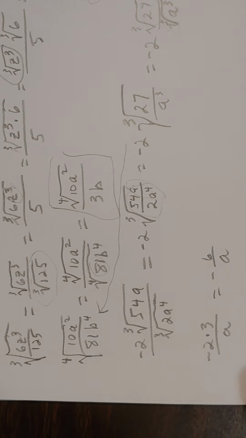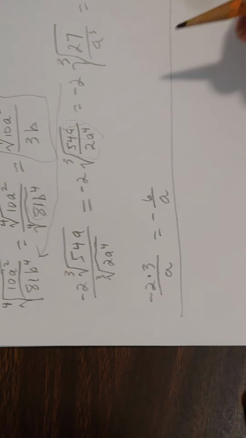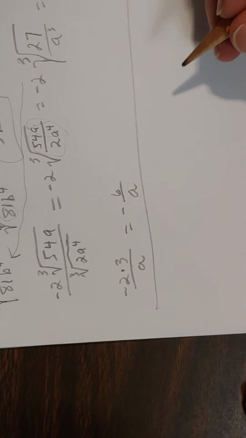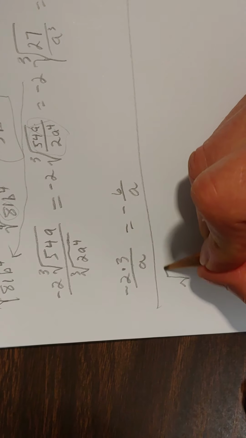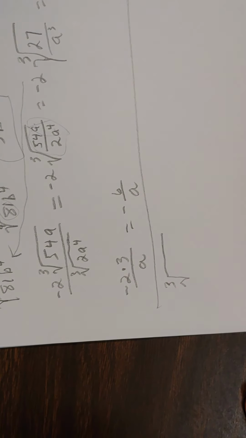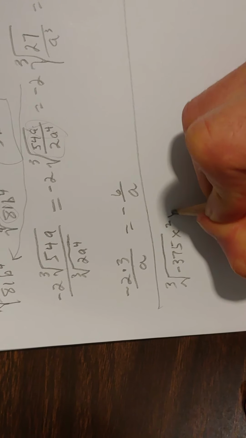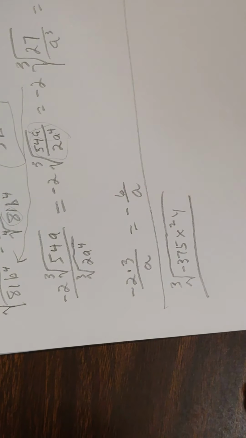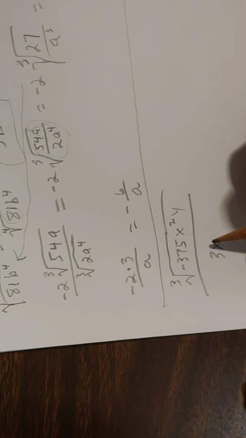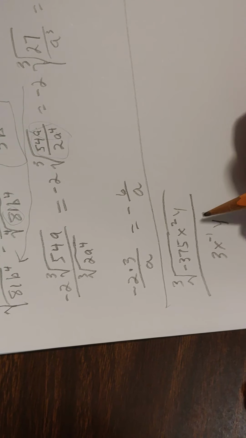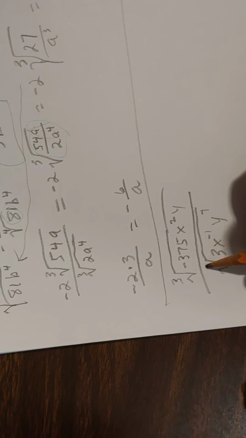Okay? I'll do this other example because it looks a little more complicated. How about this one? Let's say we have, let me copy it here. It's a big cube root of -375x squared y over the cube root of 3x to the -1 y to the 7th. Cube root of that.